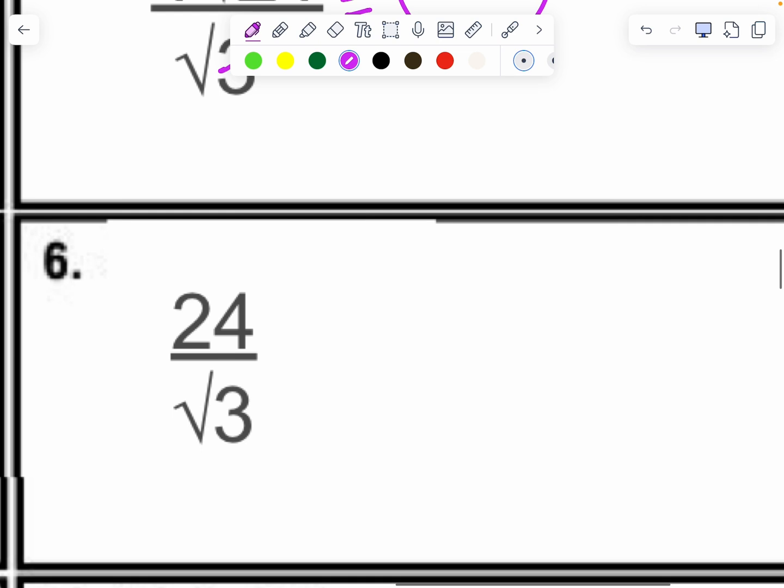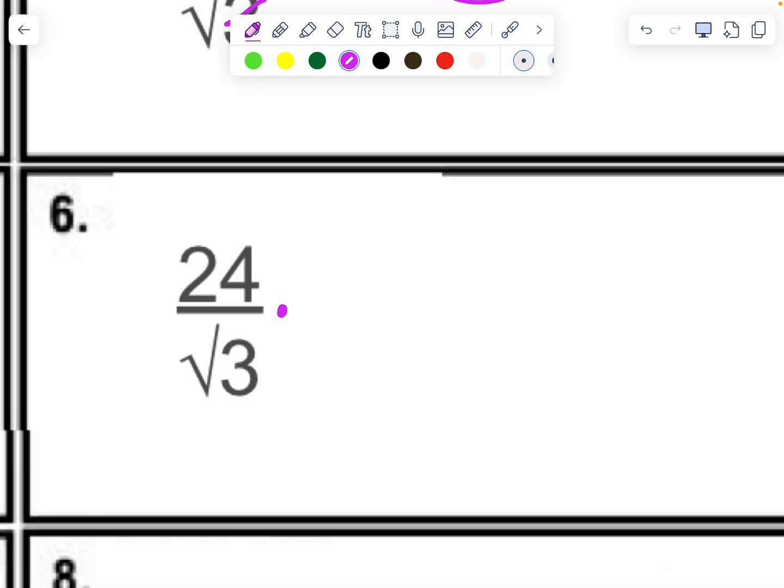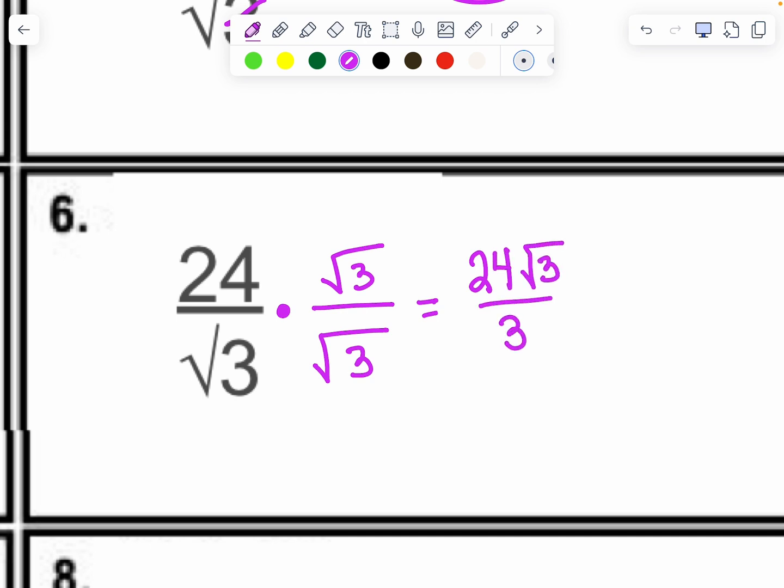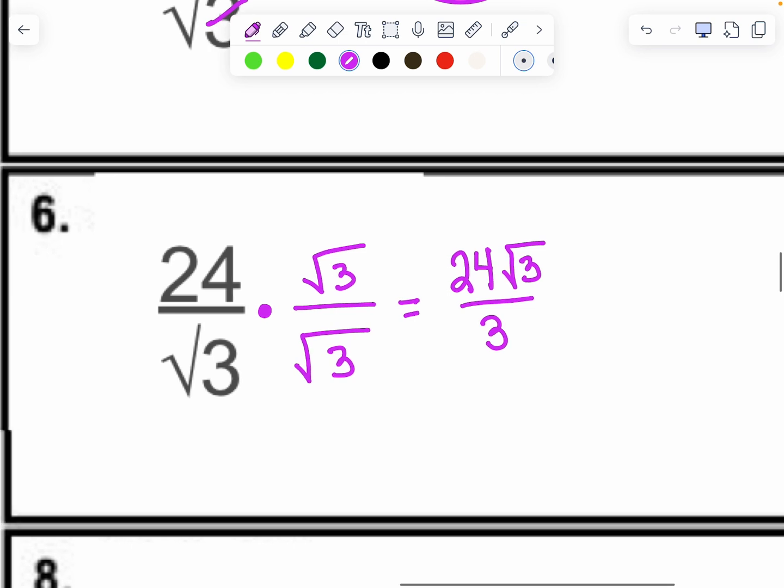All right, for number 6, I have a whole number and I have a square root. So I'm just doing a simple rationalizing the denominator for this. The full explanation is that you want to get rid of the square root on the bottom, but what you do to the bottom, you do to the top. It's just like when you were finding a common denominator in elementary. You pick the number you're going to multiply by, and whatever you do to the top, you do to the bottom. So this becomes 24 square roots of 3 over 3. And then can you divide 24 by 3? And the answer is what? 8. So 8 square roots of 3, and you're done.